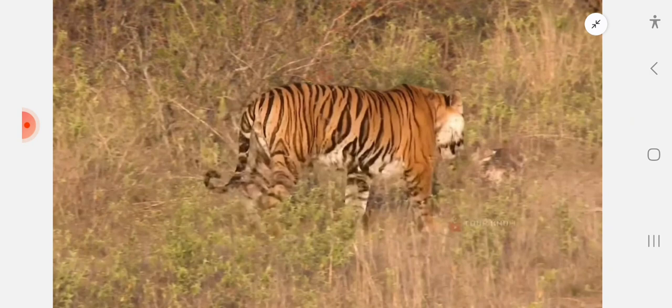And Machli, I think, died in 2016, and she is recorded to have lived for about 19 years. Generally the lifespan of tigers is about 15 to 16 years, but this tiger lived for around 19 years. So that is why it is under records.